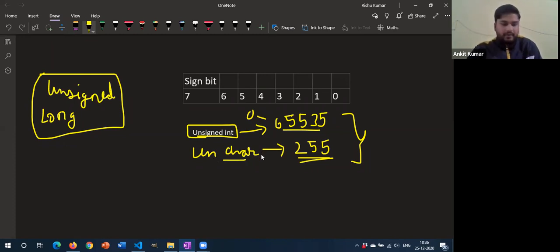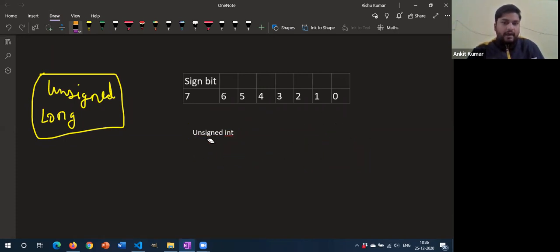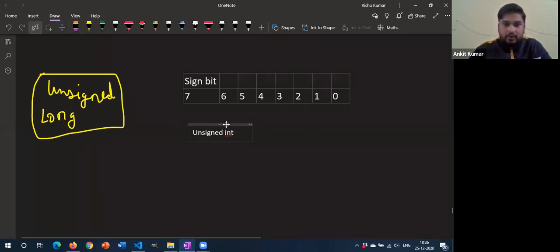No other data type you can use. Okay, with unsigned. Now let us have a look at long modifier. This was about unsigned modifier. Now let us have a look at long modifier. Okay, so in case of long, you can have long int.